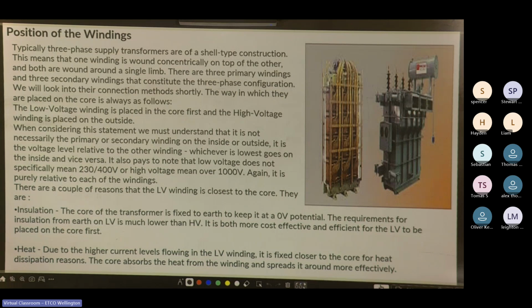Cool. So there are a couple of reasons that the low voltage winding is closest to the core. The first is insulation. The core of the transformer is fixed to earth to keep it at 0 volts potential. The requirements for insulation from earth on low voltage is much lower than high voltage. It is both cost effective and efficient for the low voltage to be placed on the core first. And then heat. Due to the higher current levels flowing in the low voltage winding, it is fixed closer to the core for heat dissipation reasons. The core absorbs the heat from the windings and spreads it around more effectively.